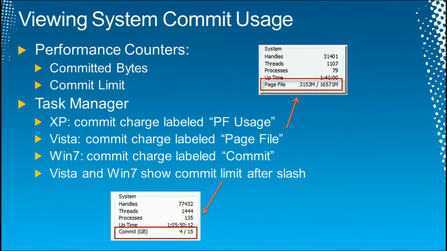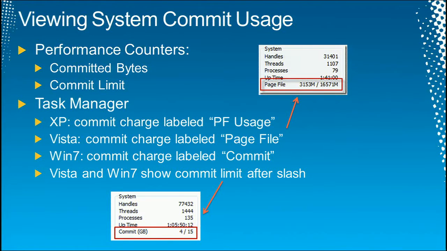First of all, how do you measure the system commit limit and system commit usage of your system, to know if you're anywhere near the system commit limit? There are a few performance counters, Committed Bytes and Commit Limit, and you can see that Task Manager has called these things various names in the past, unfortunately.